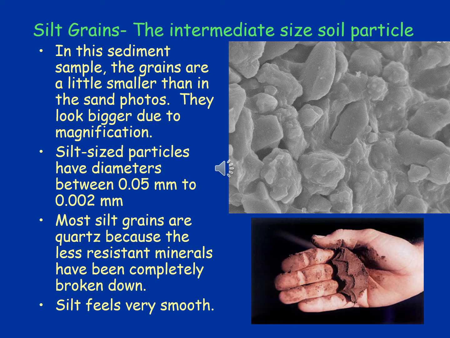Most silt grains are quartz because less resistant minerals have been completely broken down. So what it means is if you've got some minerals in a piece of rock, it will break down until it hits the chunks of quartz, which are really hard for weathering to break down, so they remain that way. So most silt particles end up being quartz because they don't break down any further.